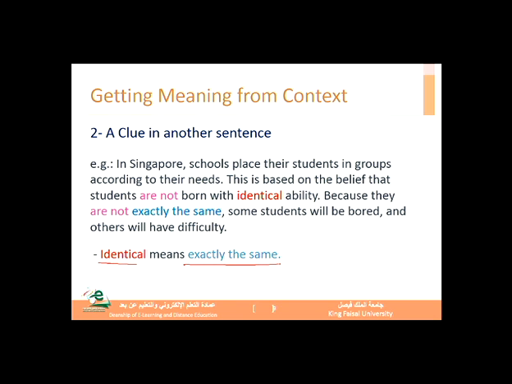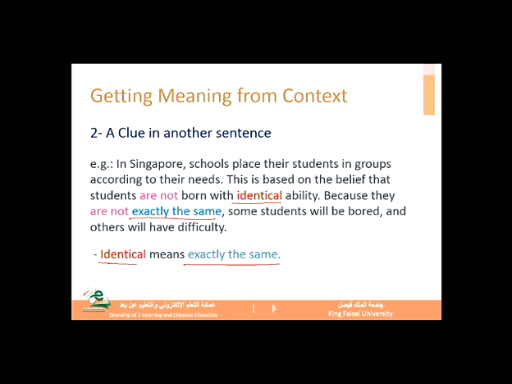All right? So again, we want to know the meaning of the word identical. We continue reading. Because they are not exactly the same. So it's, in a way, a repetition. It's a repetition of the same meaning, but with different words. So identical means exactly the same.